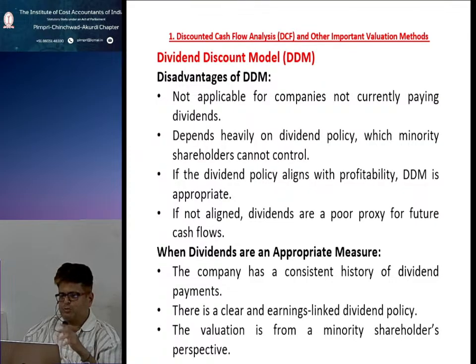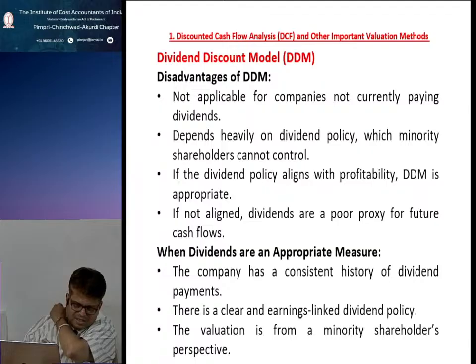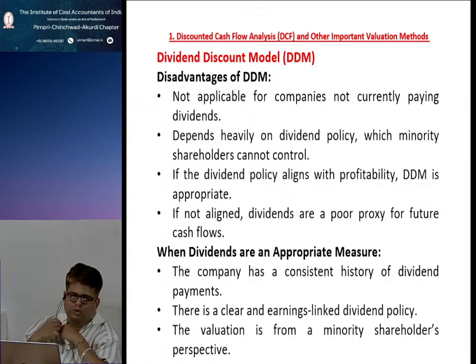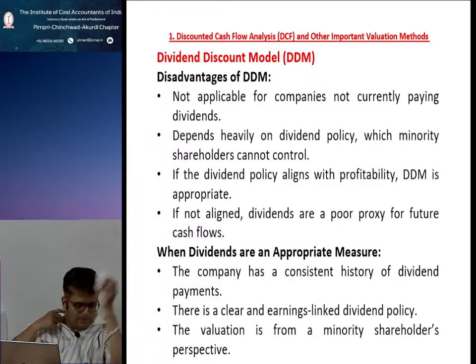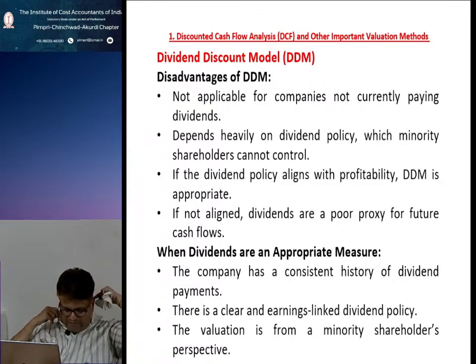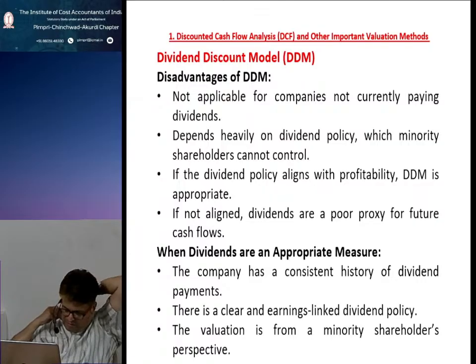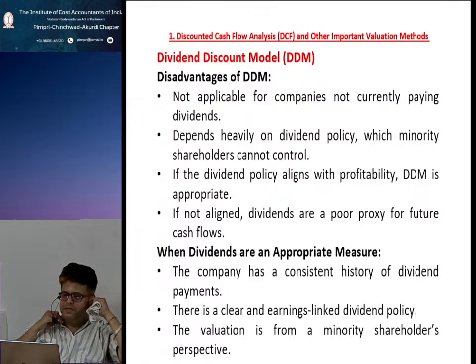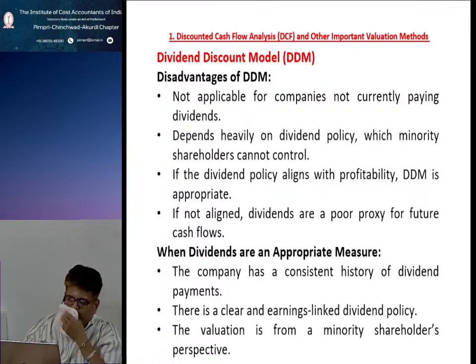Obviously, in this model there are certain disadvantages also. This DDM is not applicable for companies not currently paying dividends. So if there is no dividend being paid by the company itself, it's very difficult to apply the dividend discount model for valuation. It depends heavily on the dividend policy of that particular company also, which minority shareholders cannot control.